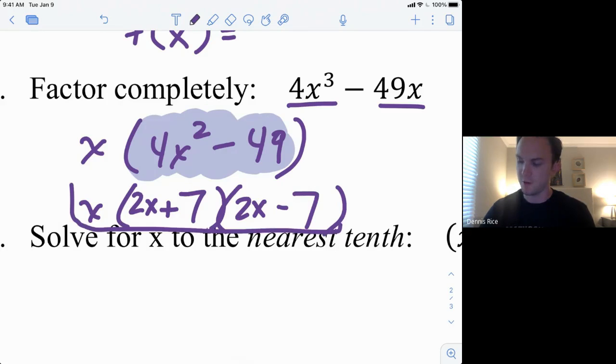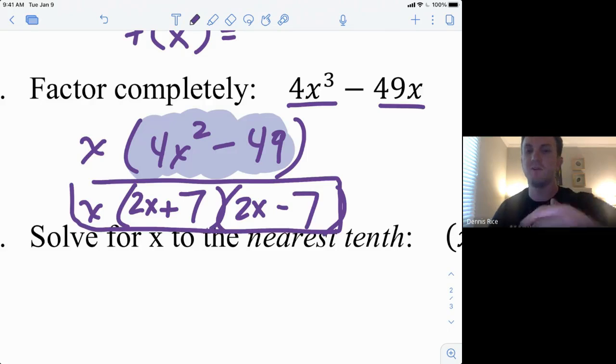This is another example going back to Kira's question. It's not like we throw out the x here. The x is staying there. Okay? You should always be able to take a factored question and be able to get back to the original.